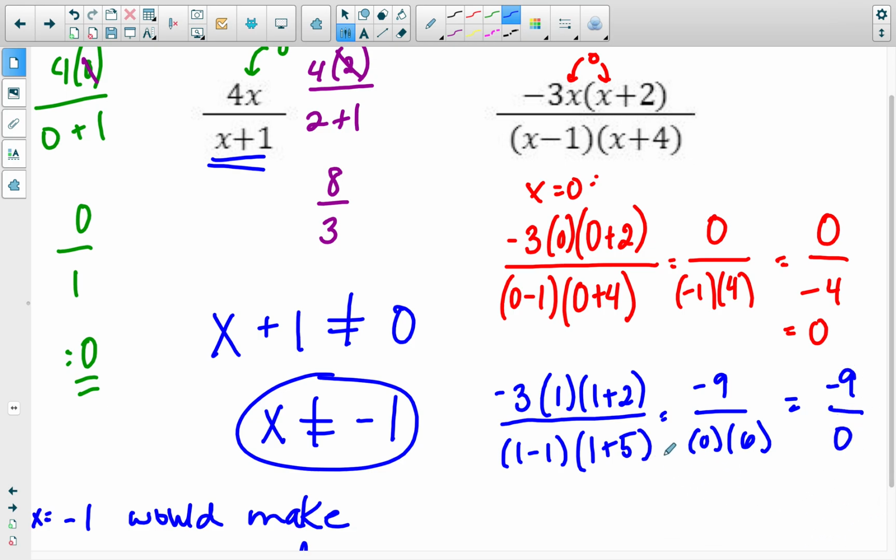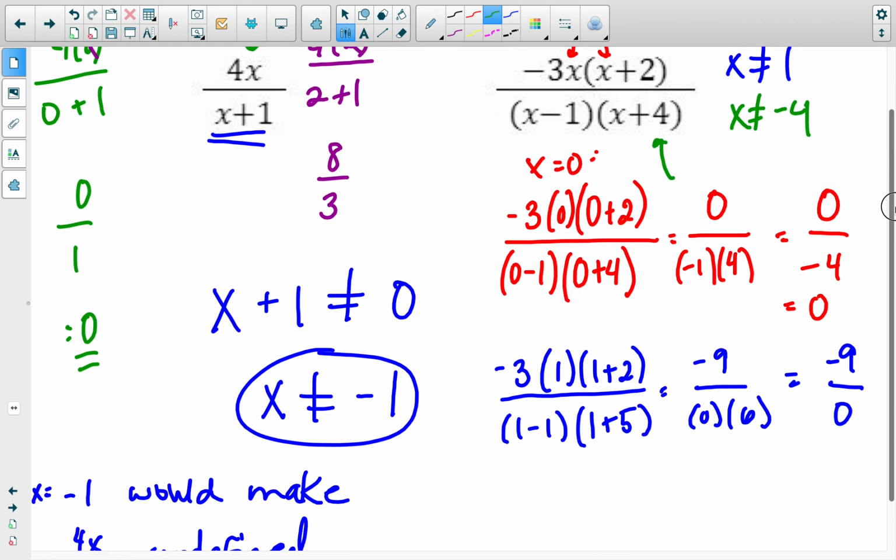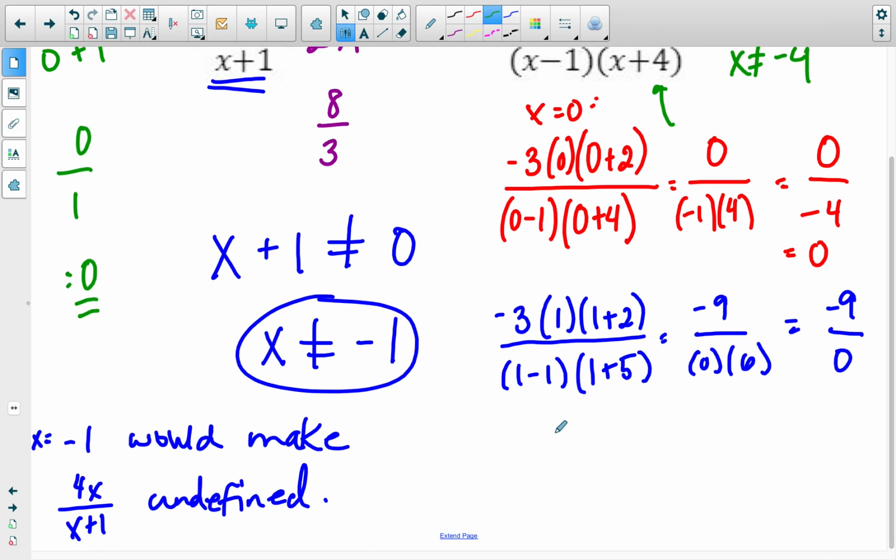So x cannot be equal to 1. We're not done yet, though. There's another one, okay? Any values that make the denominator equal 0 would make the expression undefined, okay? So x also cannot equal -4. Okay, if it's helpful for you to write that down.